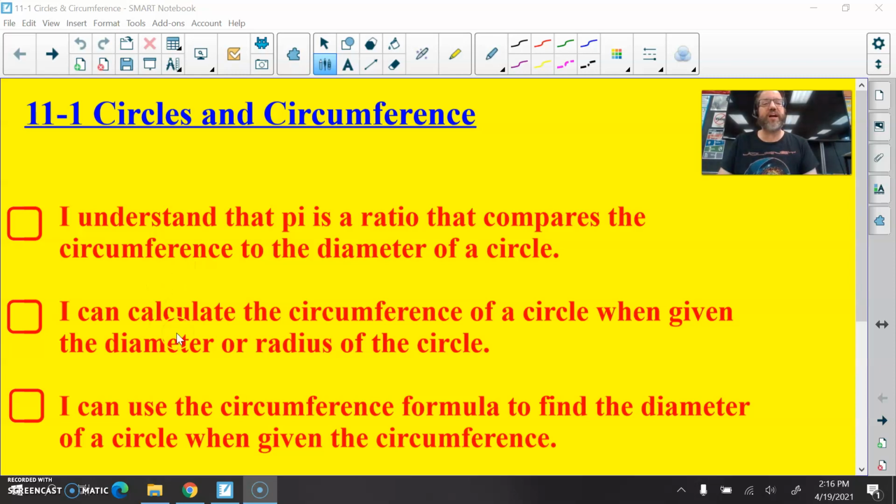And secondly, I can calculate the circumference of a circle when I am given the diameter or the radius of the circle. And I'll explain what the radius and the diameter is in just a little bit. And third, I can use the circumference formula to find the diameter of a circle when all I am given is the circumference. So if you're given the distance around a circle, can you tell me the distance across the circle? And I'm going to show you how to do that as well.